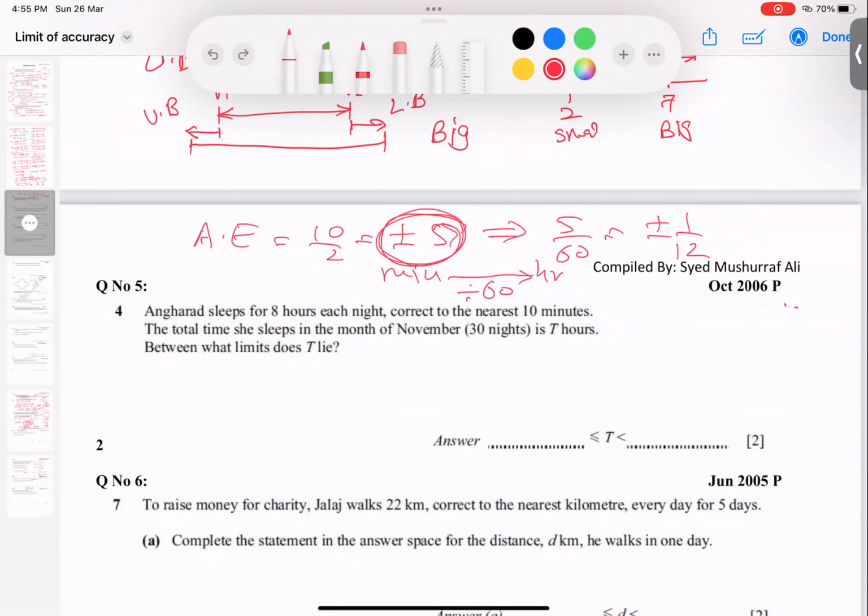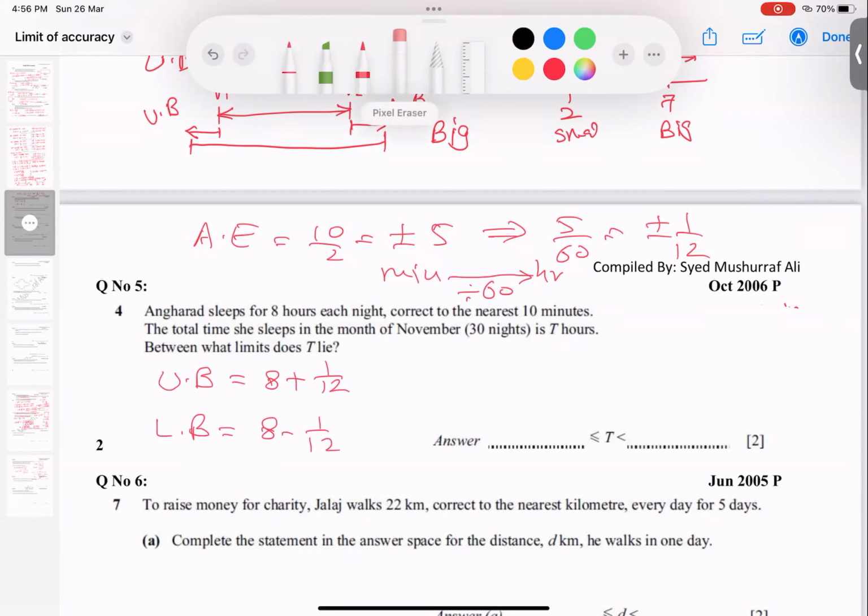Then I divide by 60 and I simplify. Some students write in decimal. Don't avoid decimal, please. Now he said that he slept for one night, so let's see upper bound and lower bound. Upper bound is 8 hours plus 1 over 12, and lower bound is 8 minus 1 over 12.